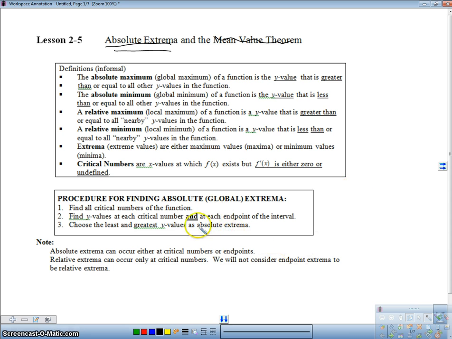The procedure that we're going to use is we're going to find absolute extrema. We're going to find our critical numbers by taking the derivative and setting it equal to 0, or seeing where it's undefined. Then we're going to find the y values at each critical number and at each endpoint in the interval. And then we're going to choose the least and the greatest to find the absolute extrema. A couple of things. The absolute extrema can occur either at the critical numbers or at the endpoints. Relative extrema can only occur at the critical numbers, so we won't consider anything at the endpoints for relative extrema. So let's take a look at some examples.